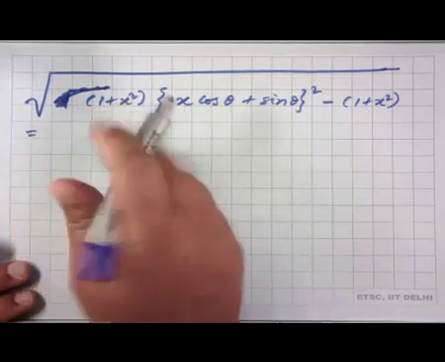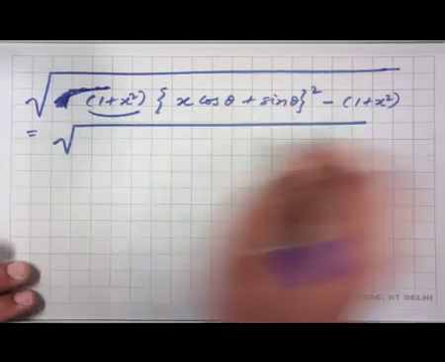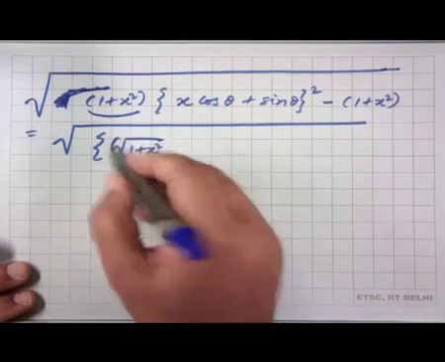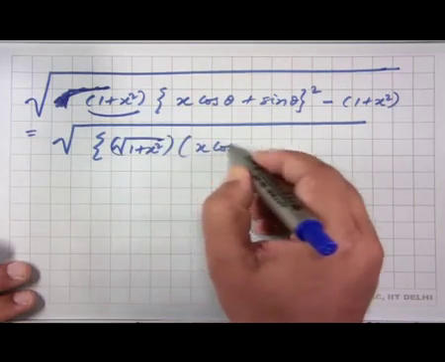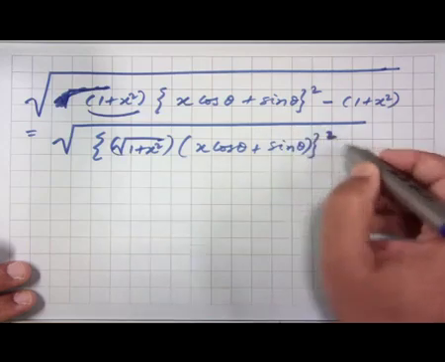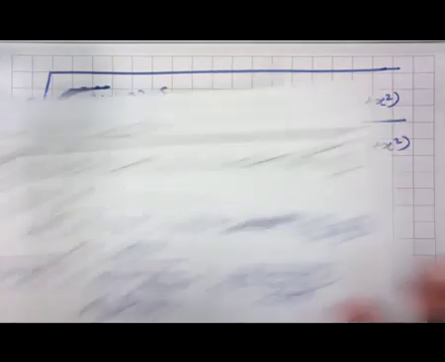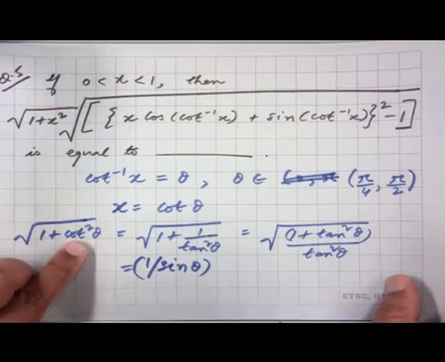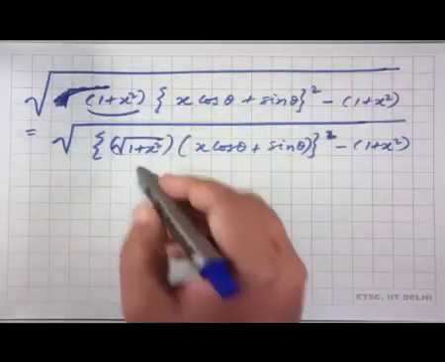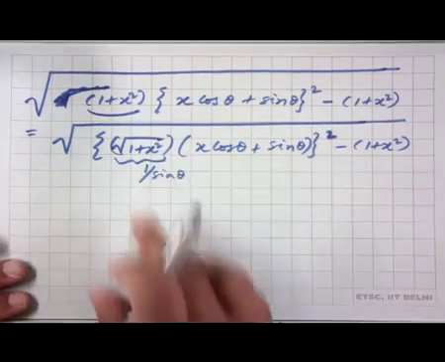Then we can try to move this 1 plus x square inside this expression. So, that will be the square root of 1 plus x square times x cos theta plus sin theta whole square minus 1 plus x square. But we know that this square root of 1 plus x square is actually 1 over sin theta. So, we use this fact now.